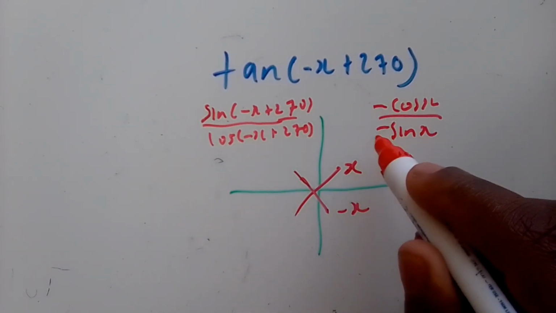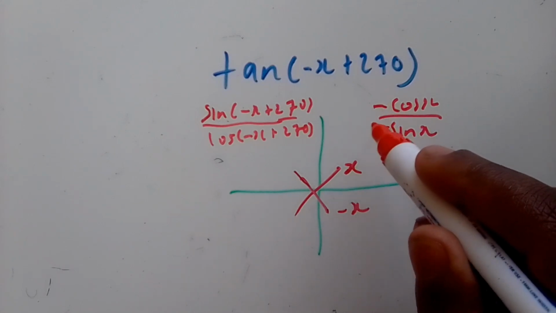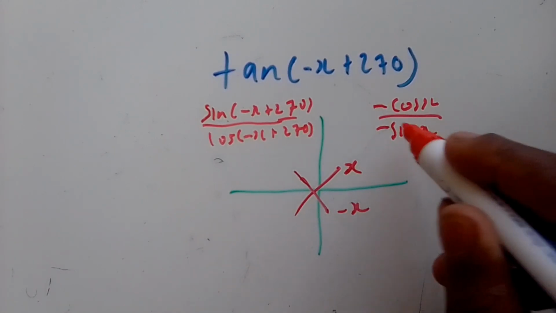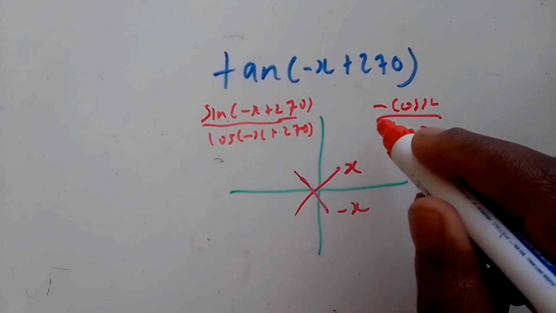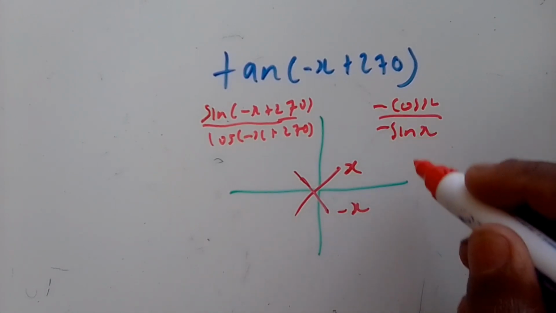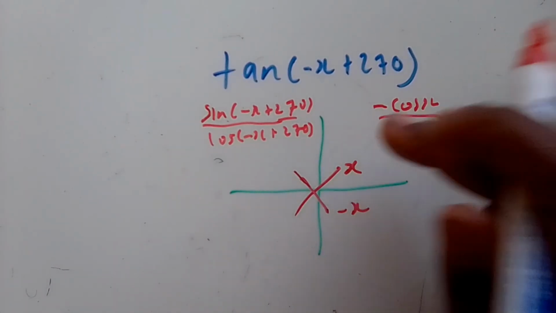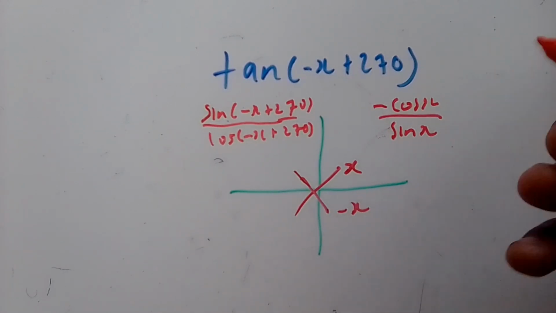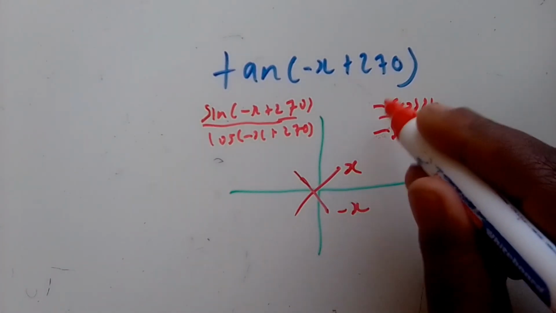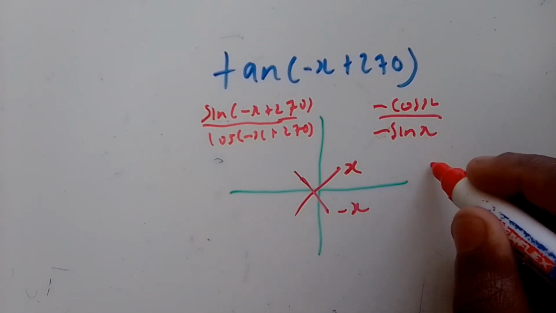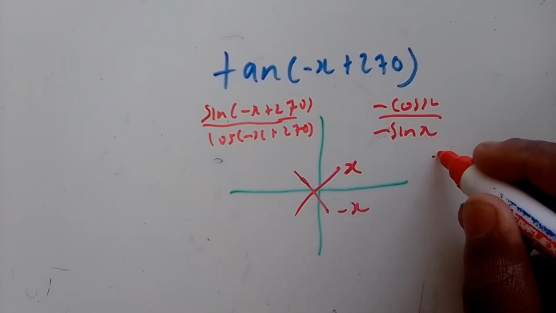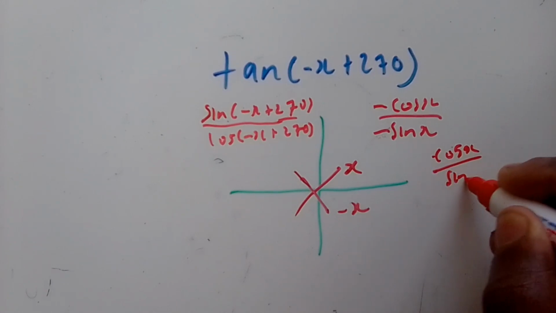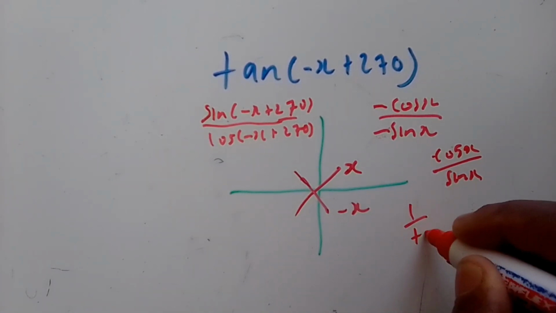So this negative cancels. Sometimes we have only one of them negative, so sometimes the answer will be negative. It's not all the time that we have got two negatives and they cancel. If this was the case, the answer was going to be negative cos over sine, or negative 1 over tan. But here they do cancel. So now we're going to have cos over sine. So the answer is just cos over sine, or if you want, 1 over tan. So there we have it.